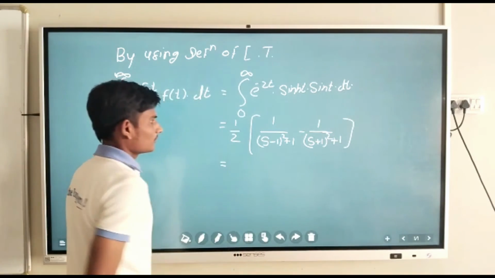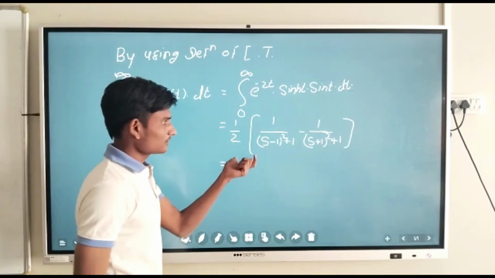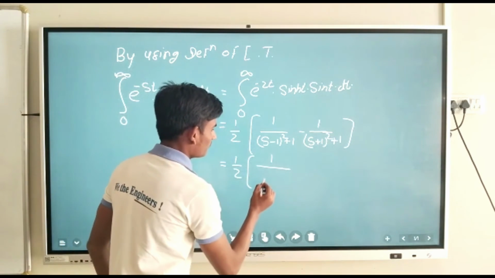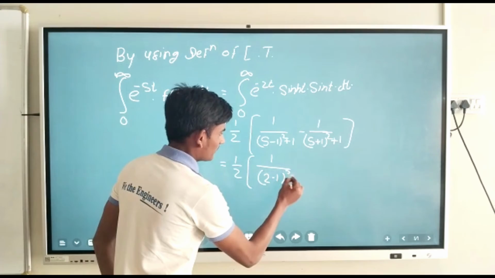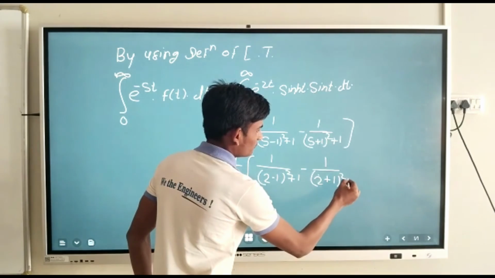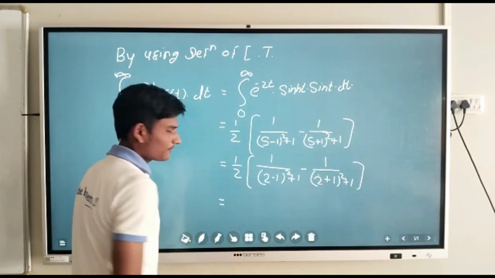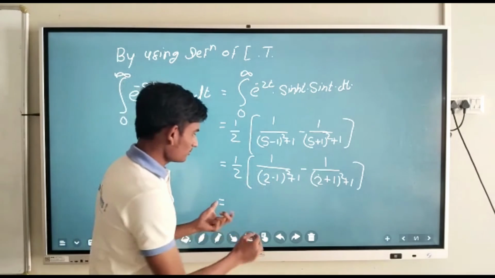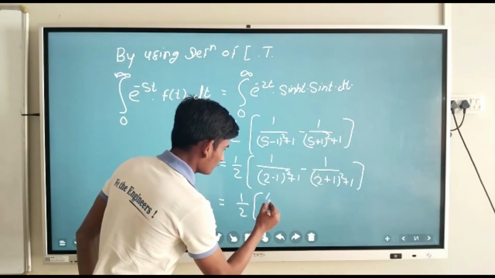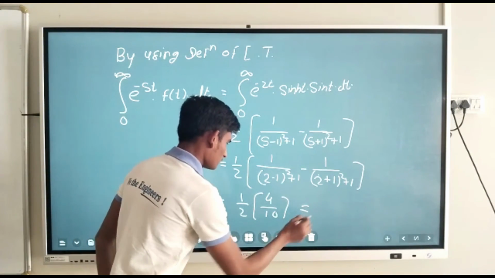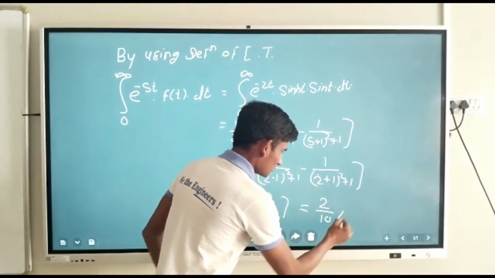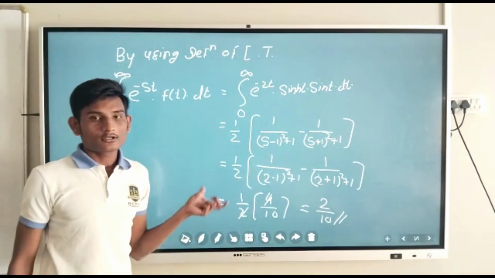So here we can replace s equal to 2 in F of s. So 1 upon 2 minus 1 bracket square plus 1 minus 1 upon 2 plus 1 bracket square plus 1. So after solving this equation, we will get the answer 1 by 2 into 4 by 10. So the final answer is 2 by 10, the final solution of this given equation.